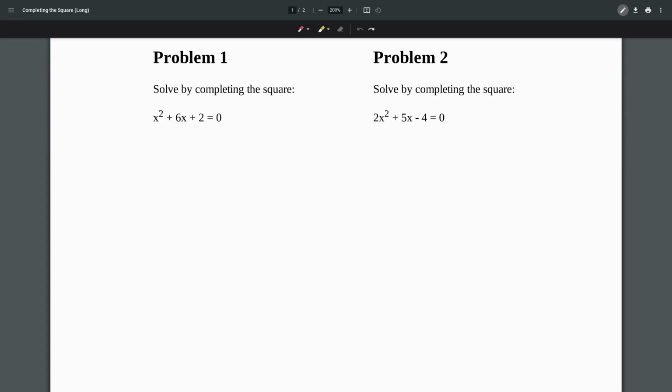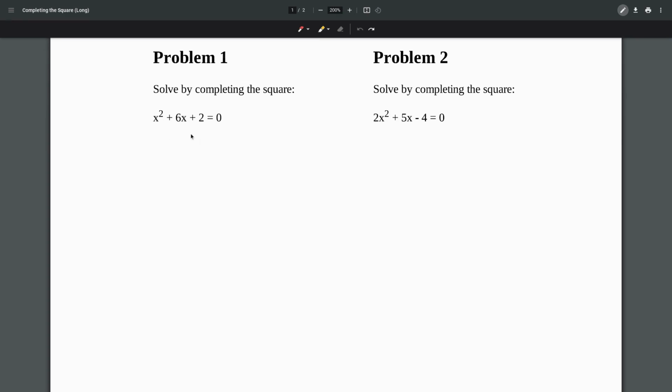In this video we're going to solve some quadratics by completing the square, and stay tuned to the end of the video because we're going to derive the quadratic formula by completing the square. So let's take a look at problem 1. We have x squared plus 6x plus 2.